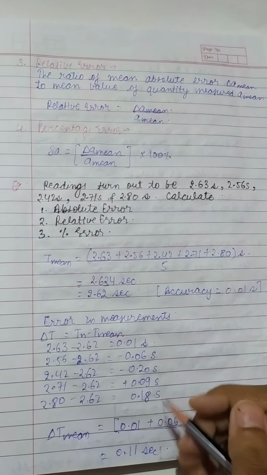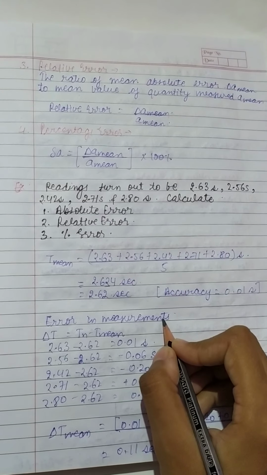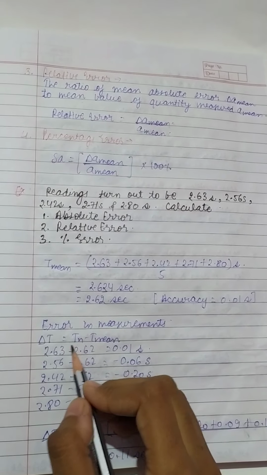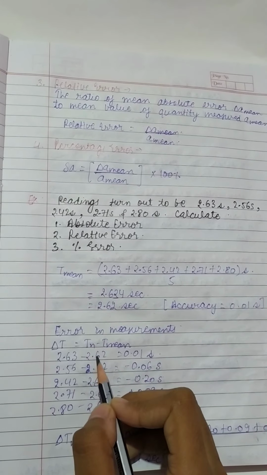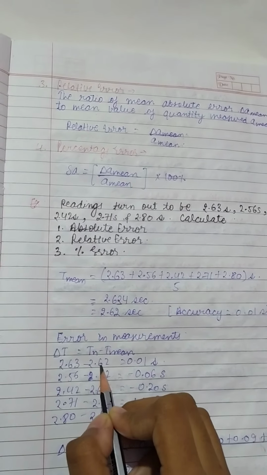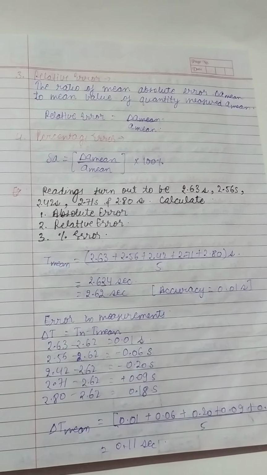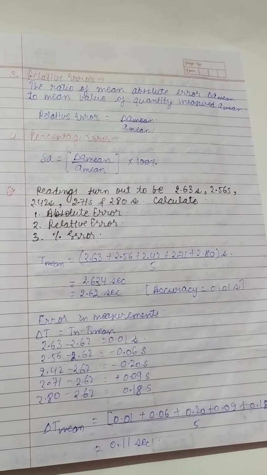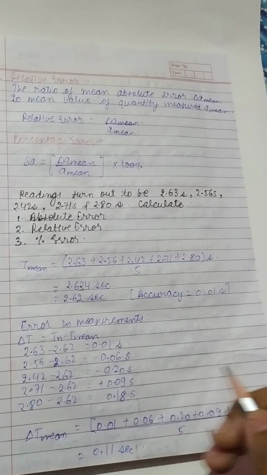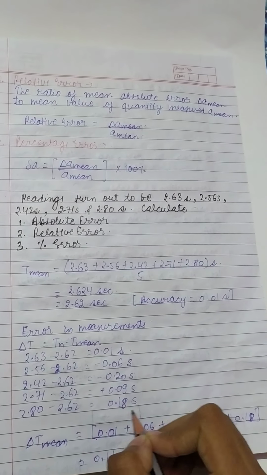Now we want to find the error in each measurement. How will we do so? We will subtract the mean value from each reading, and we get these results. From each reading we are subtracting the mean value, and we are getting this result. And now what do we want? We want to find the mean of the absolute values.